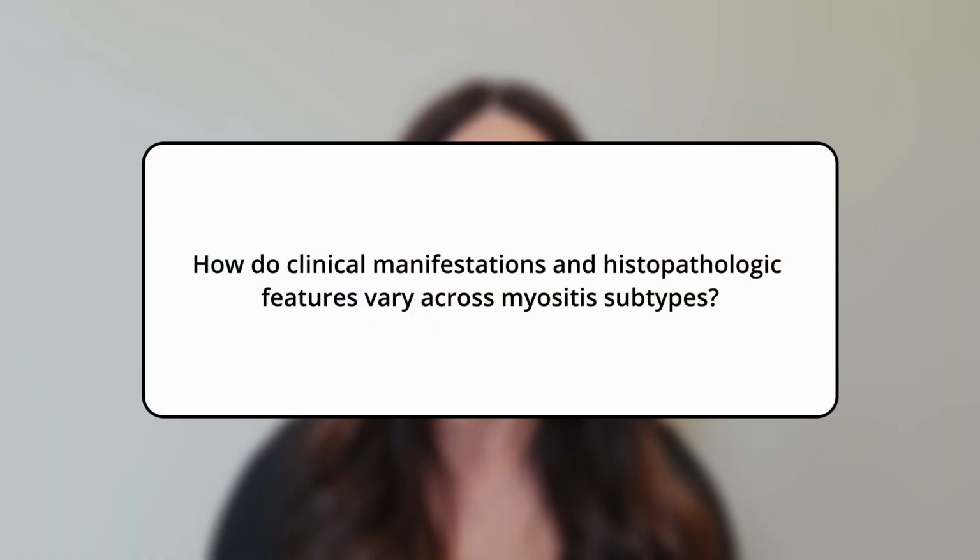And today we're tackling an important question. How do clinical manifestations and histopathologic features vary across myositis subtypes? Idiopathic inflammatory myopathies, or IIMs, are a heterogeneous group of autoimmune diseases characterized primarily by muscle inflammation, but they can also involve the skin, lungs, joints, and heart.